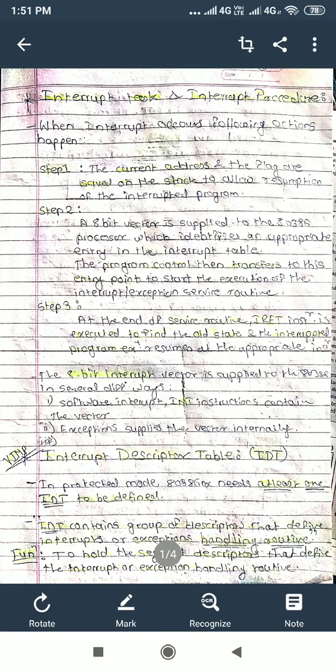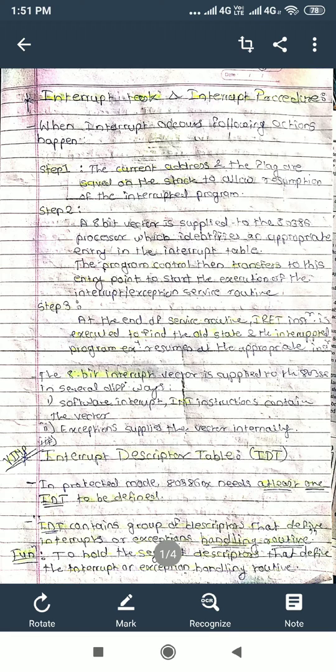Hello all. In our last video, we have seen the topic exception and processing and the difference between interrupt, fault, trap and abort. Now, our today's topic is interrupt task and interrupt procedure. That is again from your fourth unit.